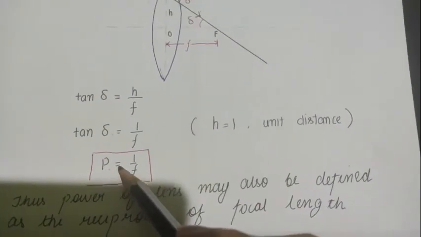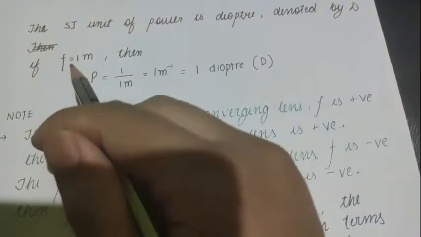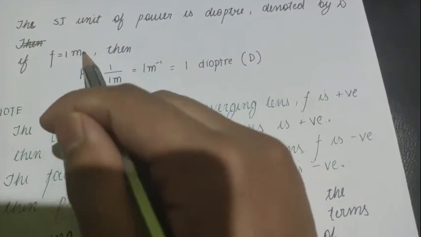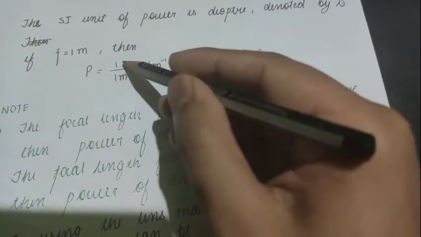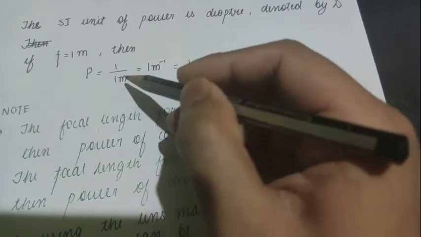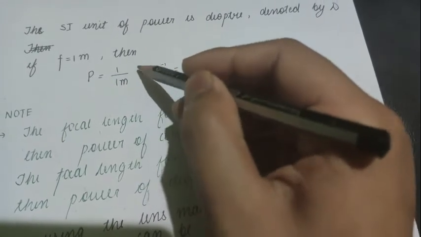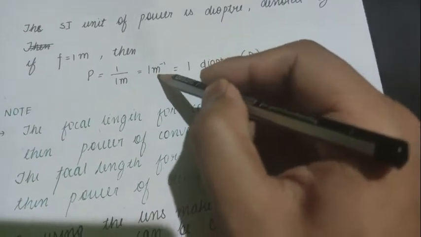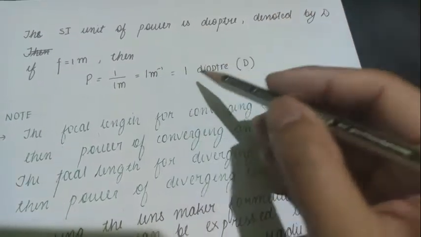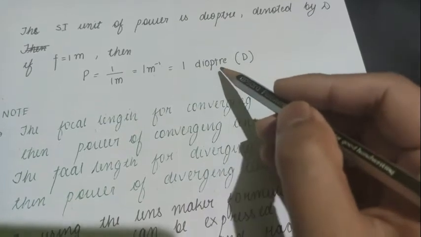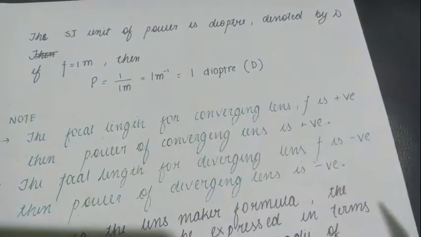Now we know power of lens equals 1 by f. If my focal length is 1 meter, then what happens to the power of lens? Power of lens can be written as 1 by m. This m is the SI unit, which means meter. I can take it to the numerator. So what will it become? 1 meter inverse. Clear? 1 meter inverse is my 1 diopter. So 1 diopter means 1 meter inverse. Is it clear?